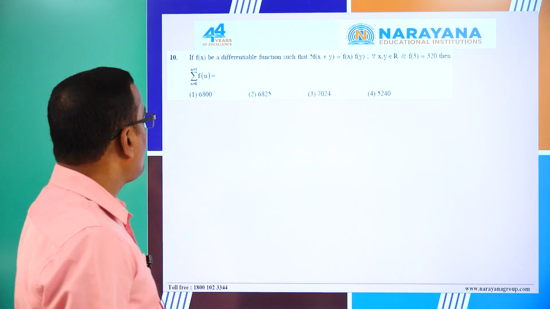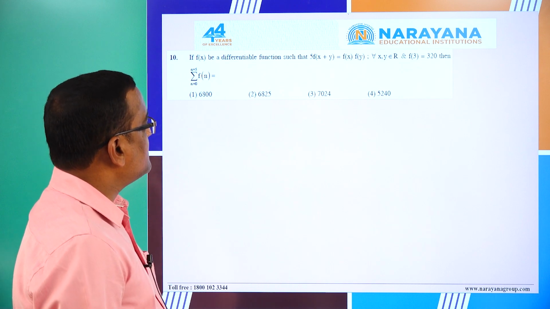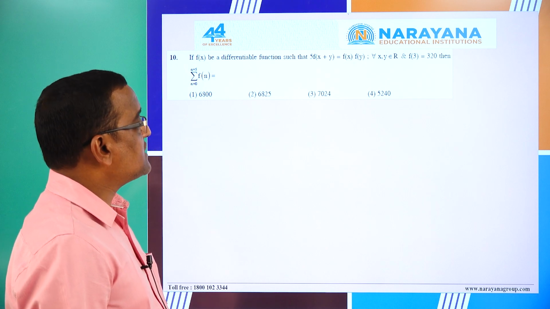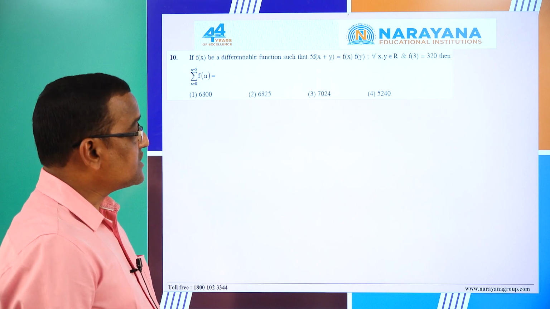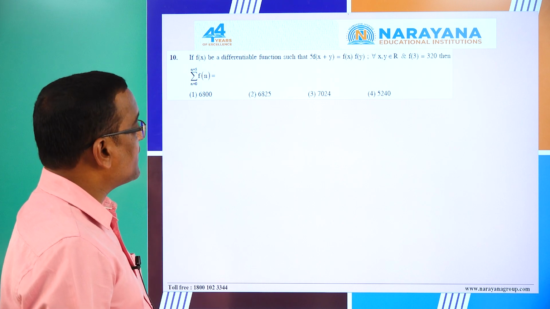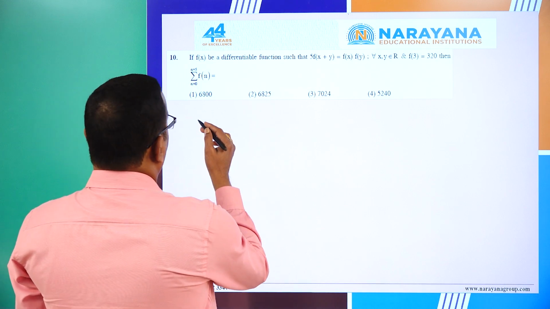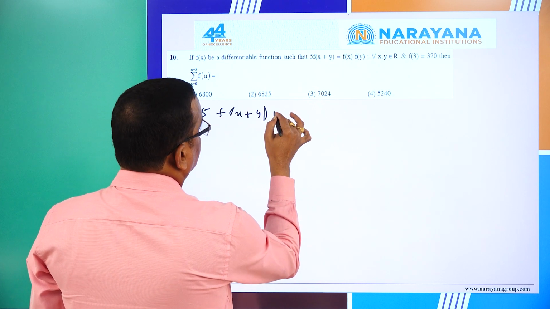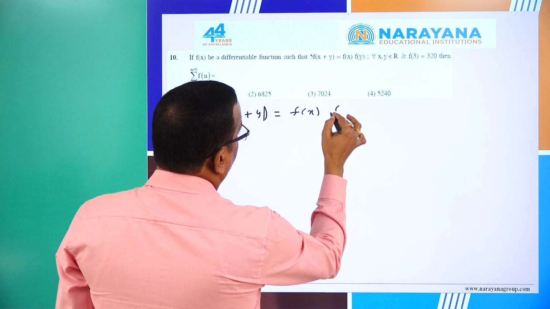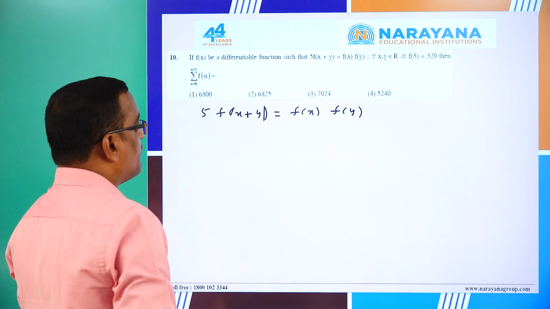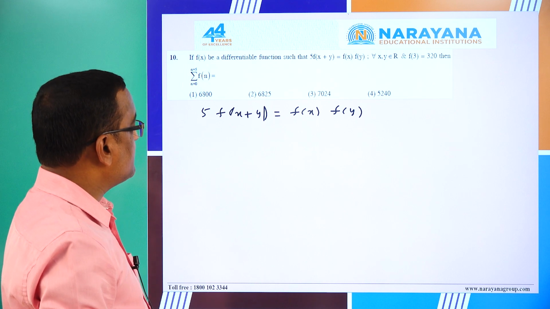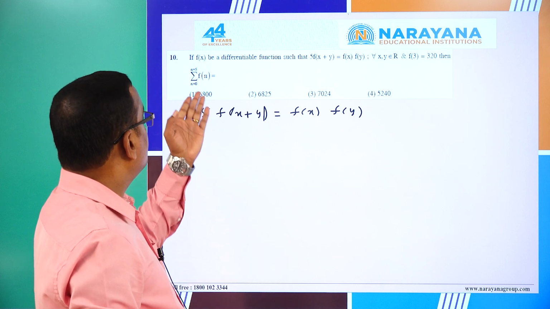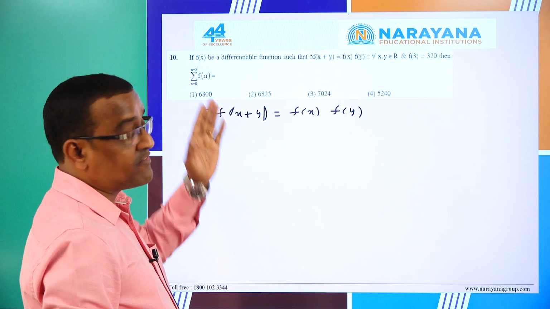And coming to the next question: let f(x) be a differentiable function such that 5 times f of x plus y is equal to f(x) into f(y) for all x, y belonging to R, and f of 3 is 320. Then find the sum over n equal to 0 to 5 of f of n. From this relation, 5 into f of x plus y is equal to f(x) into f(y), I am going to find f of 0, because we want the sum of f of 0, f of 1, f of 2 until f of 5.